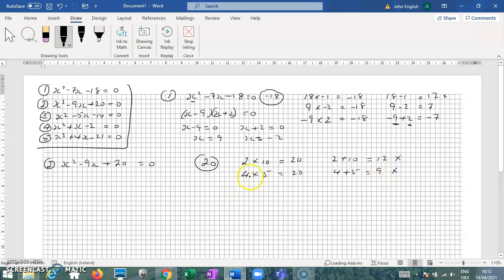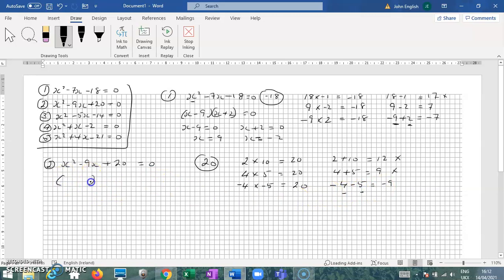But let's see what happens if we change the signs on both of these. So minus 4, minus 5. Well, this is a minus multiplied by a minus. That's going to give us a positive 20, okay? But if we add them together, minus 4, minus 5 is going to give us a minus 9. And now we know that these are the two numbers we're going to put in the brackets.